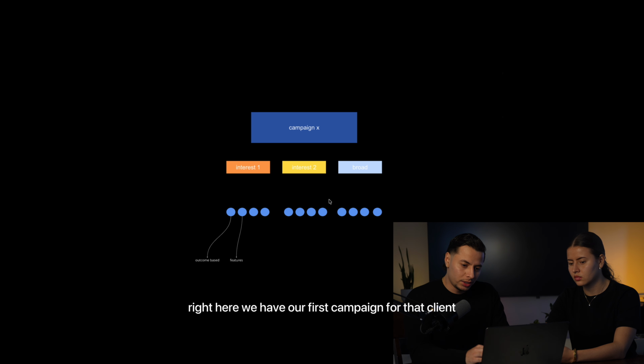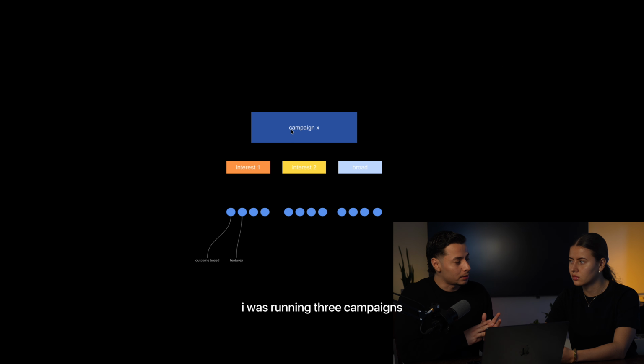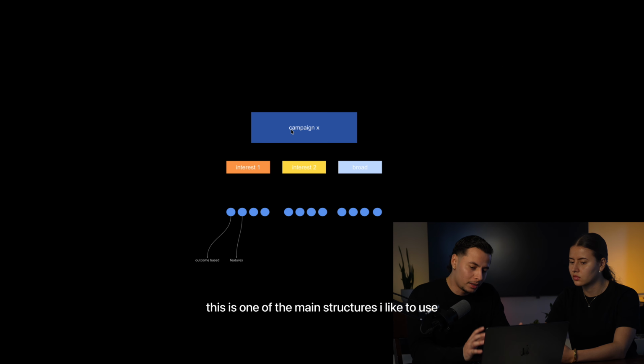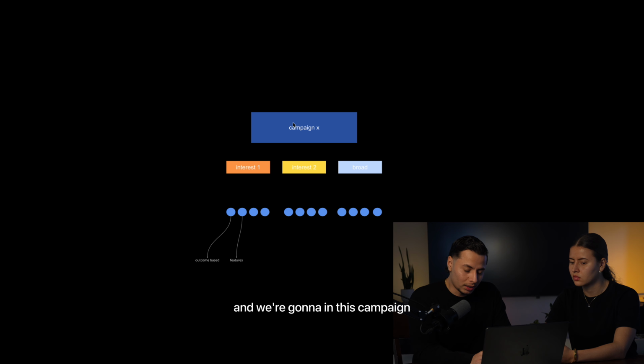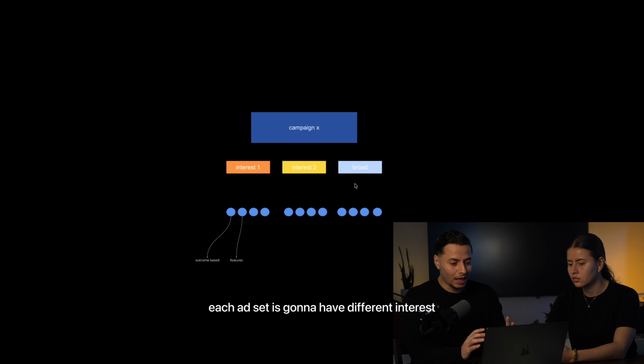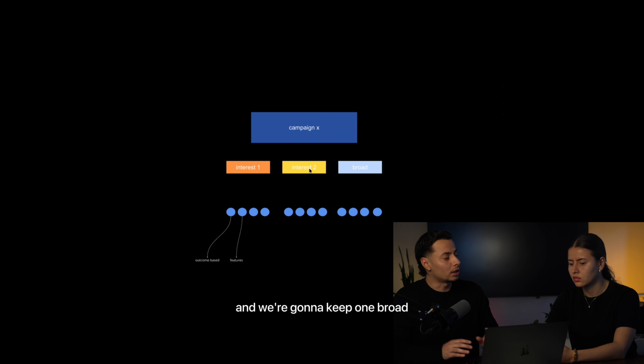So right here, we have our first campaign. For that client, I was running 3 campaigns, and each campaign was structured differently. This is one of the main structures I like to use in my campaigns. It's going to be campaign number 1, and in this campaign, we're going to have different ad sets of interest. Each ad set is going to have different interests. So we're going to have interest 1, interest 2, and we're going to keep one broad.